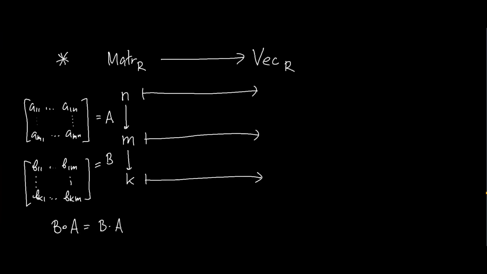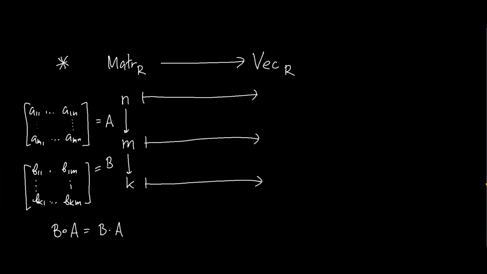With this functor, the situation will be different. So we map n to the vector space which is an n-dimensional vector space, so R to the power n. That goes for every natural number.